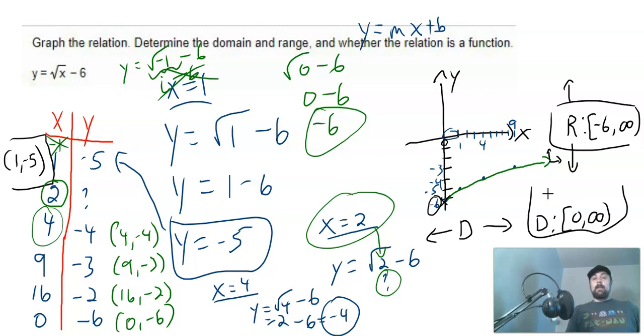And we already mentioned that this graph is a function, but you can tell by doing the vertical line test, right? So anywhere I draw a vertical line, it only ever crosses the graph once, and so it's a function.